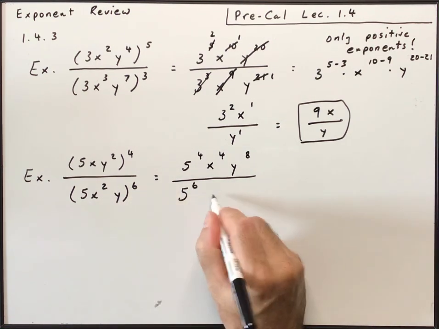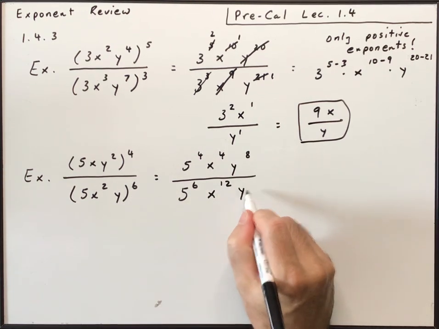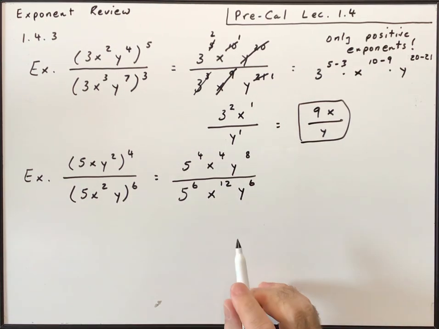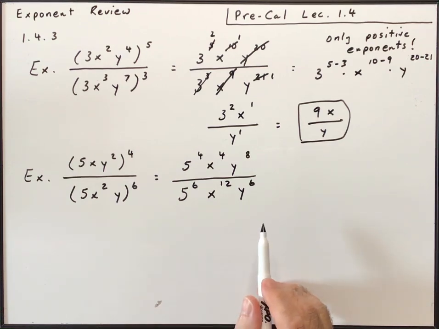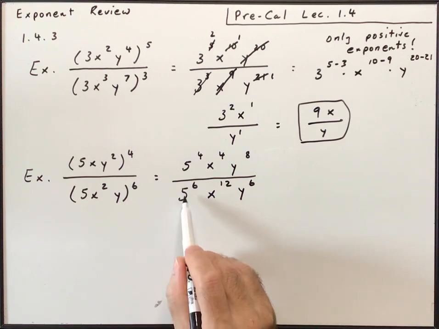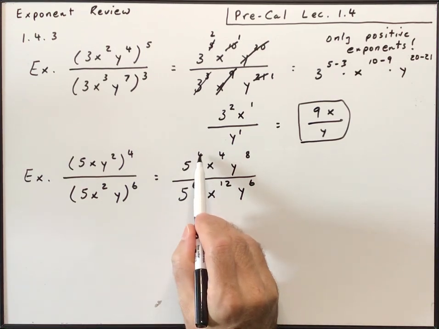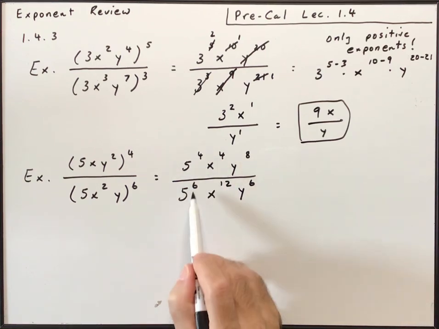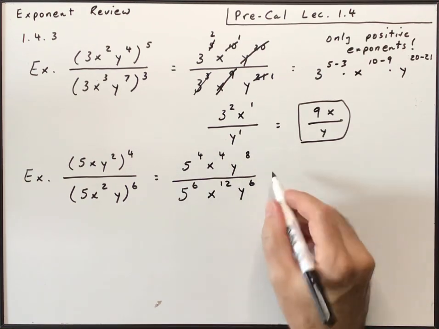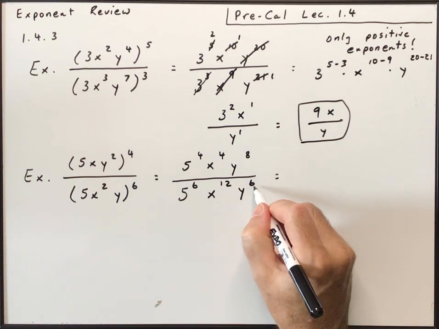X squared to the 6th would be x to the 12th, and then y to the 6th. Okay, so we're only going to have on top a y, because the 5 and the x both had larger exponents than the 5 and the x on top. The ones on bottom had larger exponents than on top. So what's left, you have y to the 8th over y to the 6th.